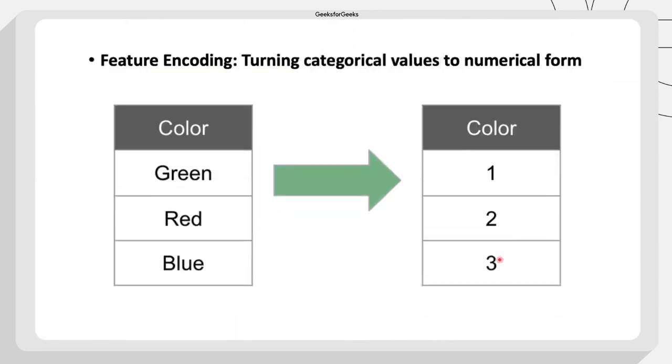Then comes feature encoding. For example, in a color label, you have data like green, red, blue. You can't feed these labels to a machine learning model because your model can't understand them. It's a label. So you need to convert these labels to numerical form. So we'll do the feature encoding there.